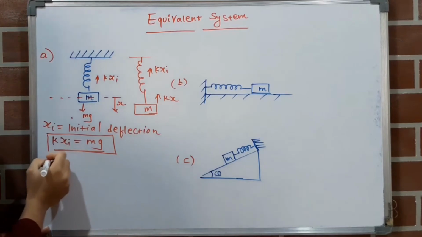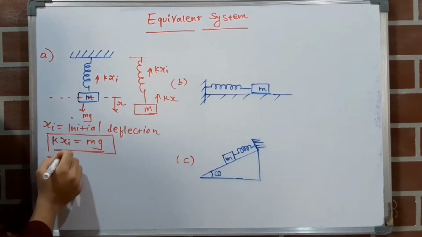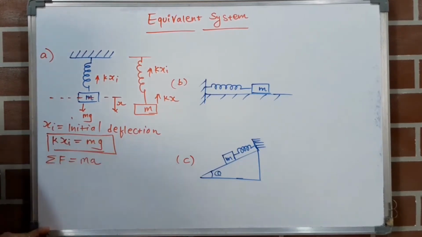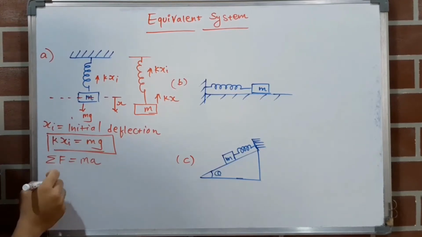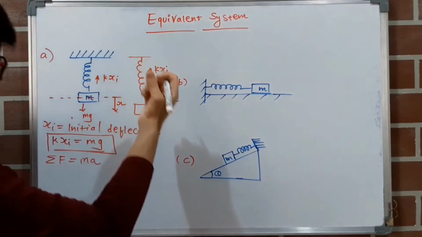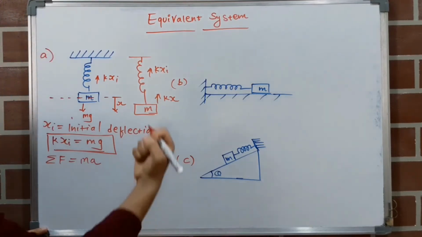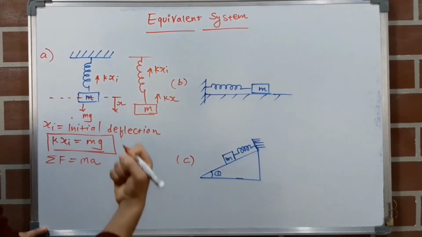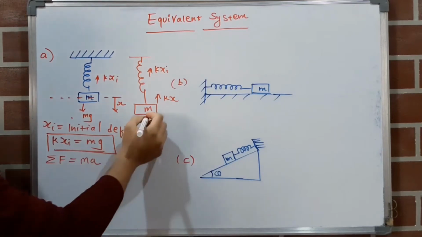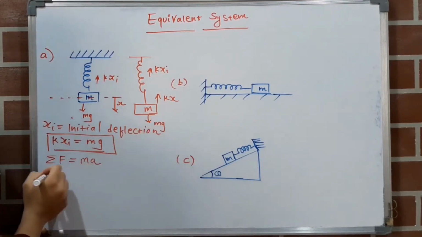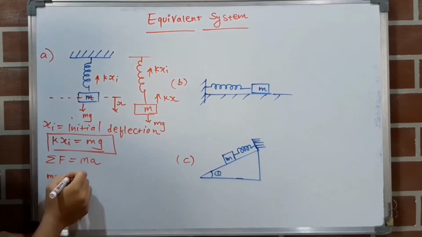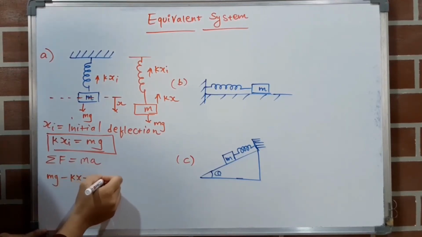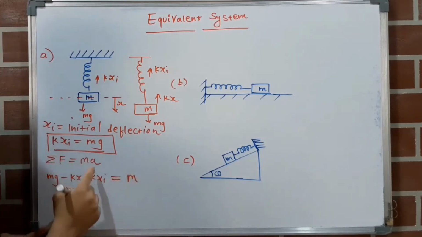According to Newton's second law, summation of F equals mass into acceleration. So what will summation of F be? In the direction in which we are pulling the spring, we take the forces in that direction as positive. That means whichever forces act in the direction in which we are pulling, we will take as positive. So which force is that? There is mg. So mg minus kx minus k into xi equals m into acceleration.